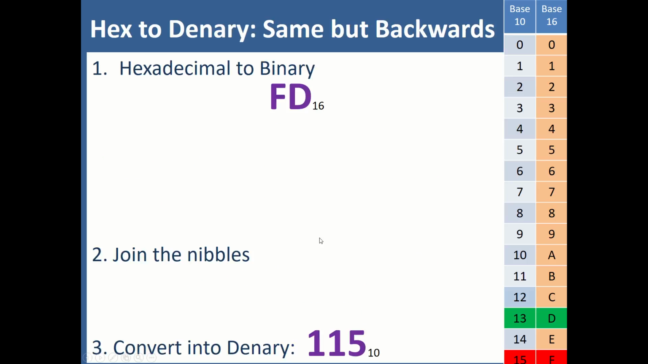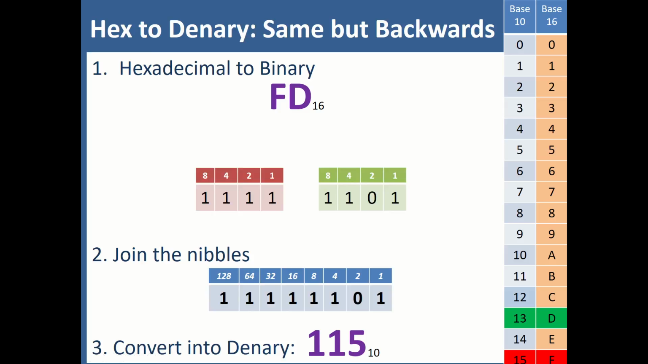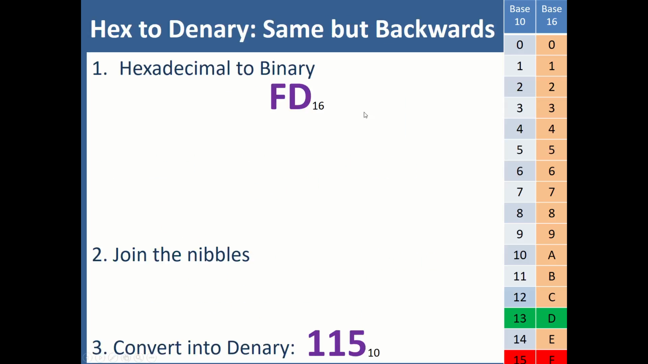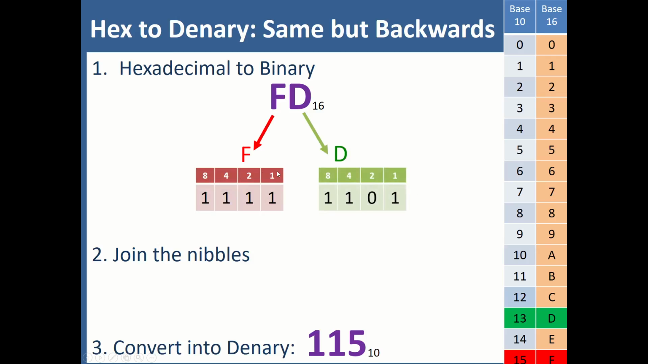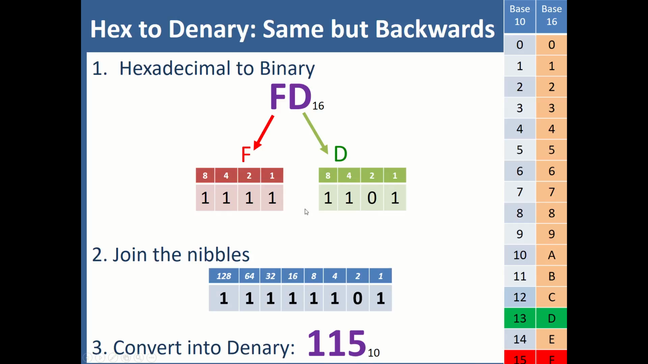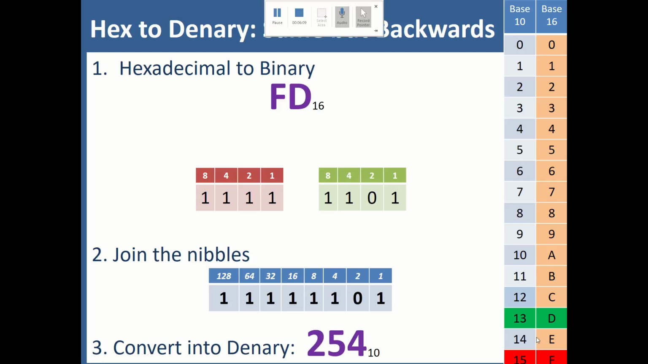Now when we do hexadecimal to denary, we do the same, but we do it backwards. So FD base 16, we split them into two nibbles. Exactly the same, 1, 2, 4, 8. F is 15, so we have to represent 15 in binary. D is 13, so we have to represent D in binary. We join the nibbles this time, and remember we go back to our normal binary sequence, add them up, and then that will equal 254.